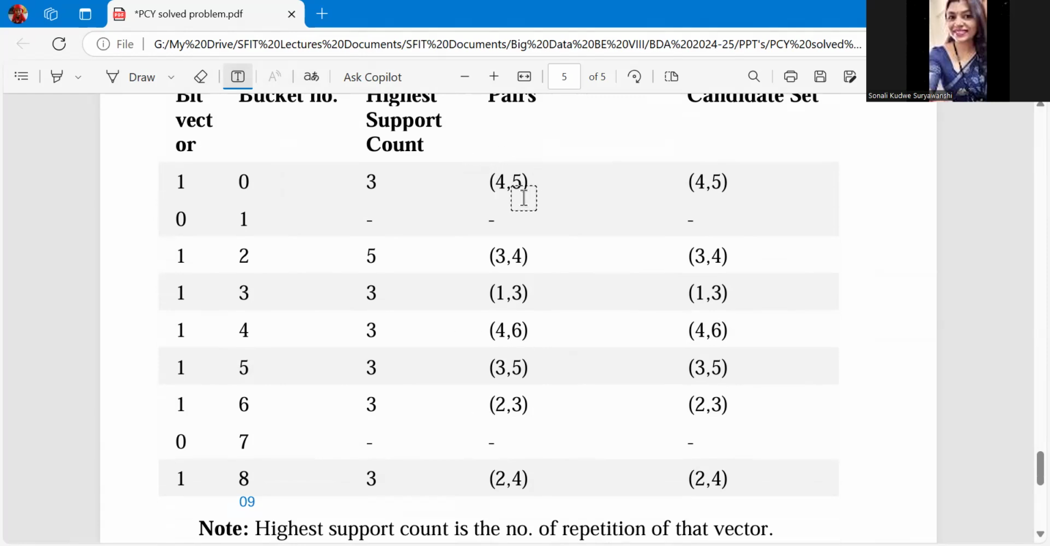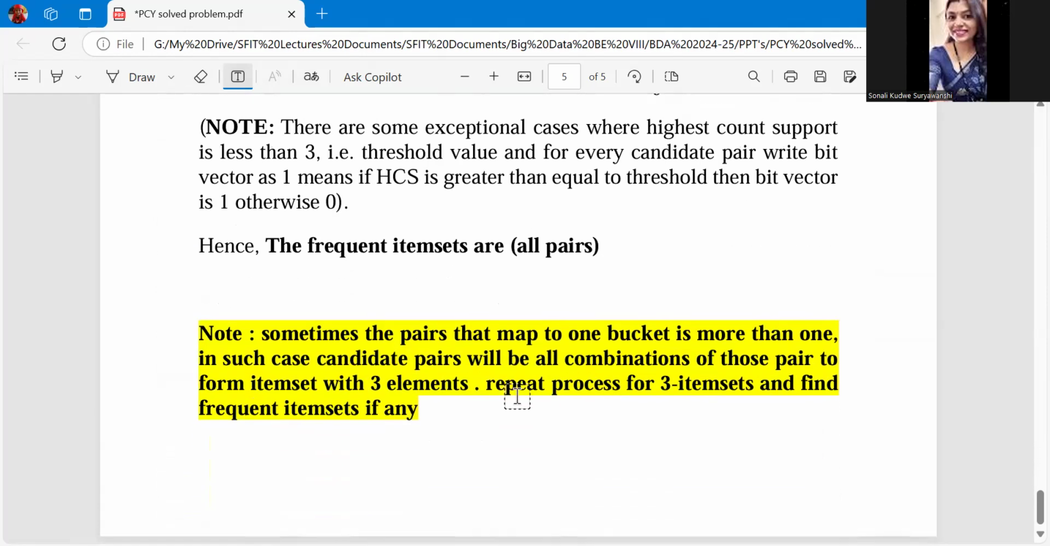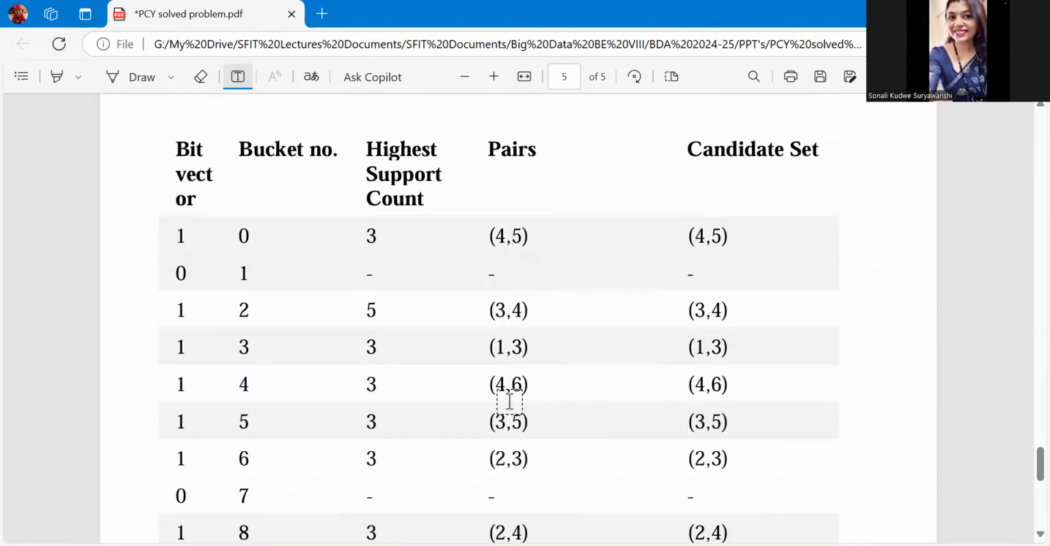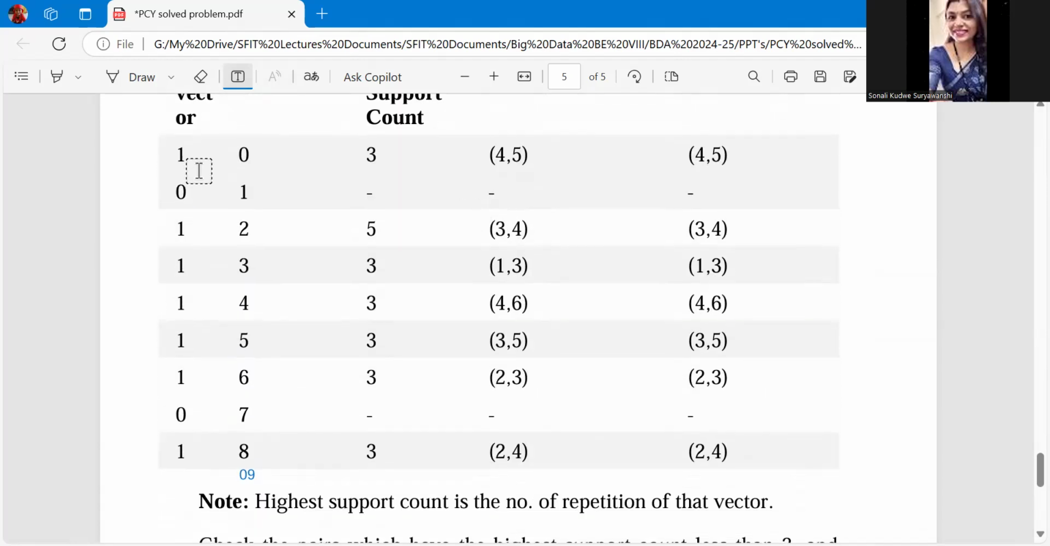Now because our pairs are only 2 item sets and not more than one pair has been mapped in a bucket, I can't create a candidate set from this. For example, here I have given it in notes that if a bucket has more than one pair, then we need to form 3 item sets from those pairs, right? And we have to repeat the process in the similar way. So I'll give one example here. For example, let's finish this question.